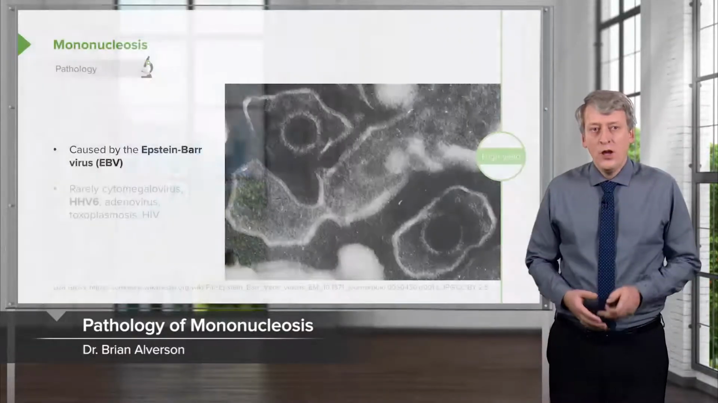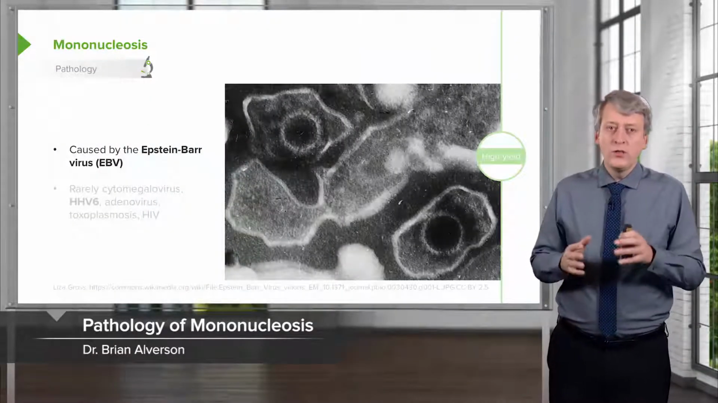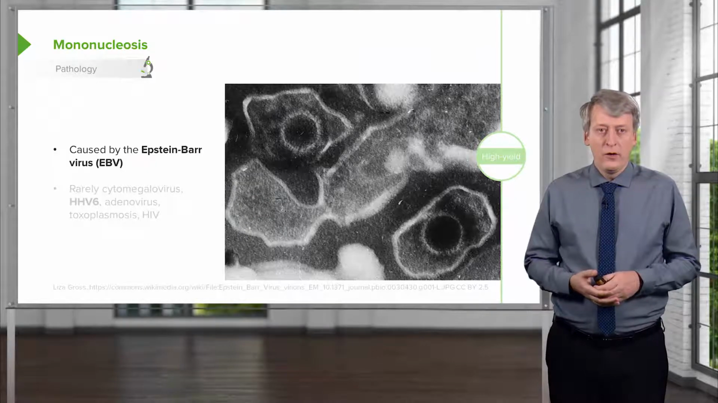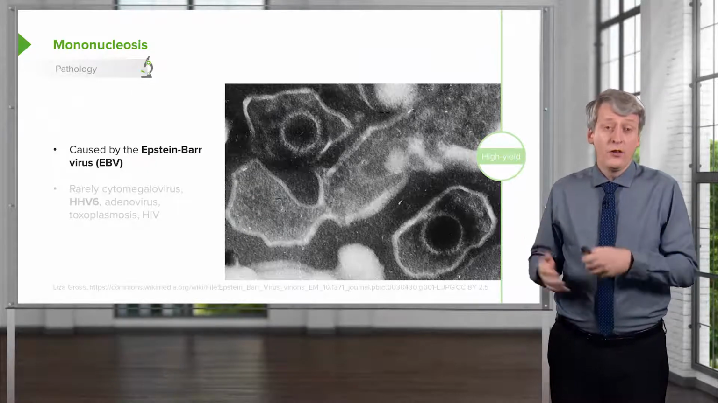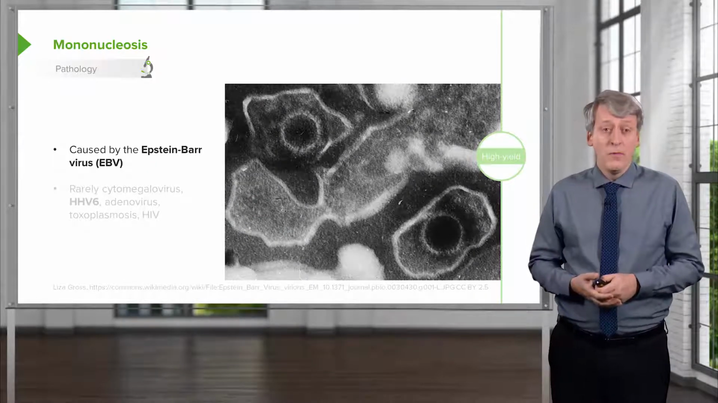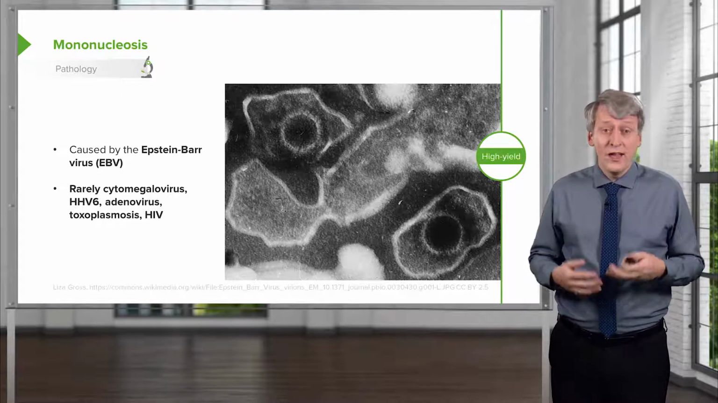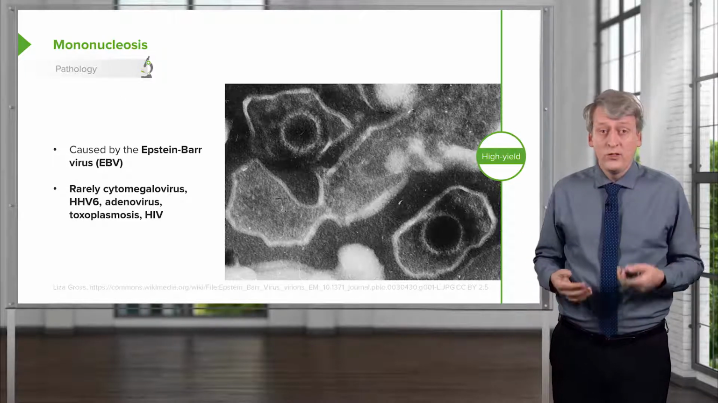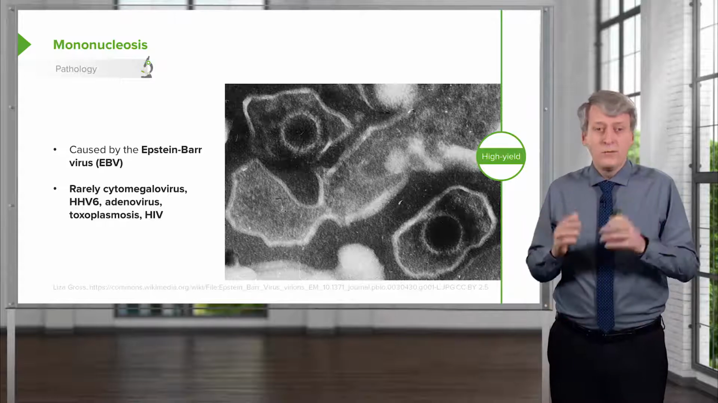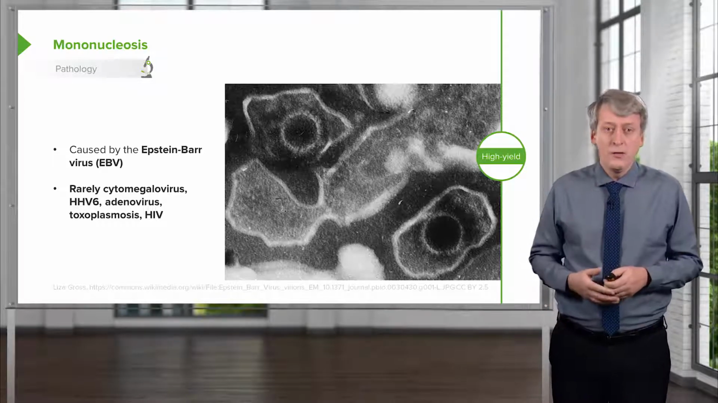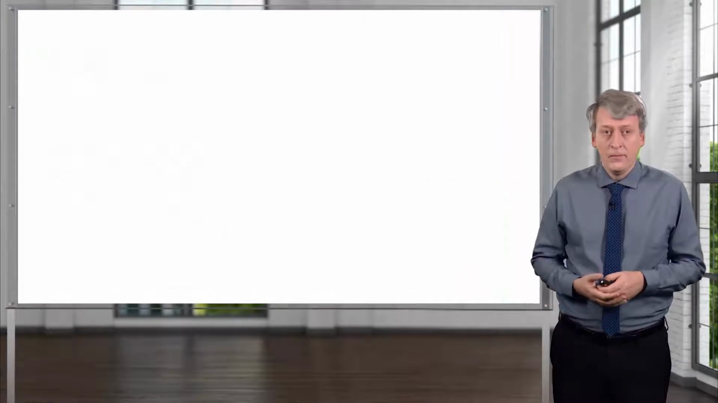In this lecture, we'll discuss mononucleosis. So mononucleosis is mostly caused by the Epstein-Barr virus, although rarely it can be caused by other things such as CMV or cytomegalovirus. Also, it could be caused by HHV6, adenovirus, toxoplasmosis, HIV, but the vast majority of the time we're talking about the Epstein-Barr virus or EBV.